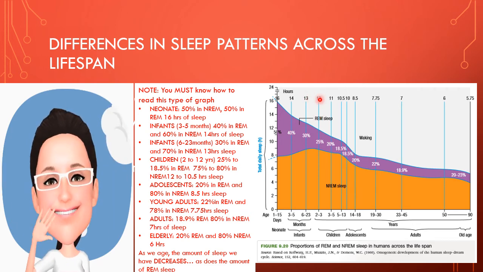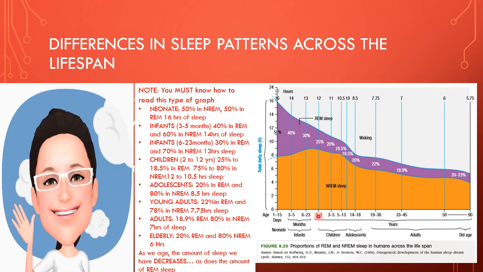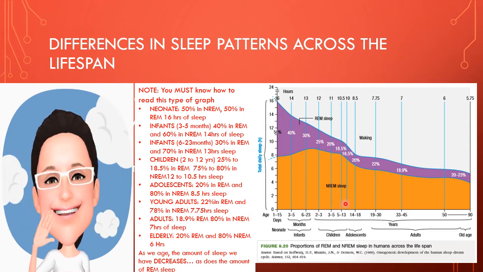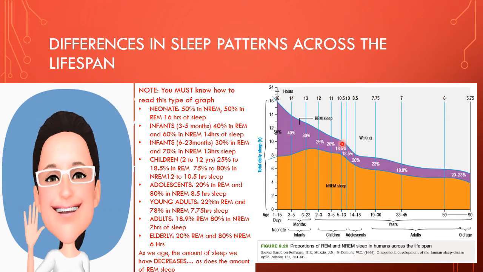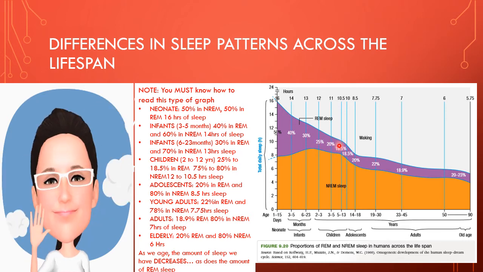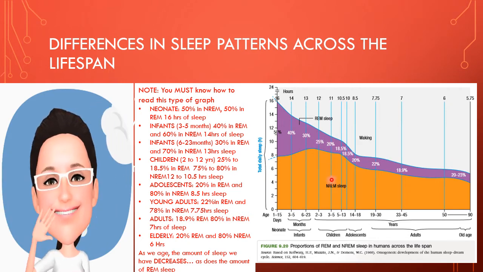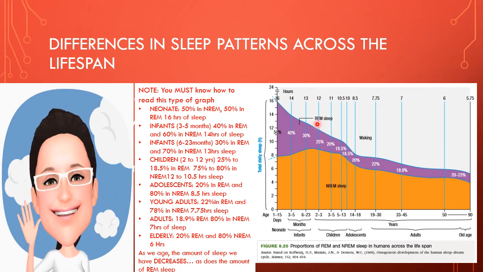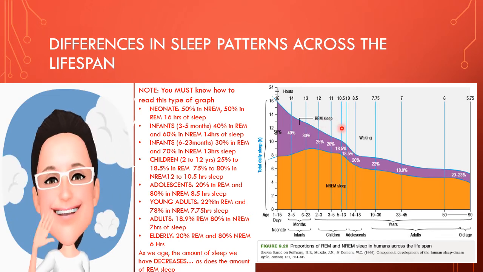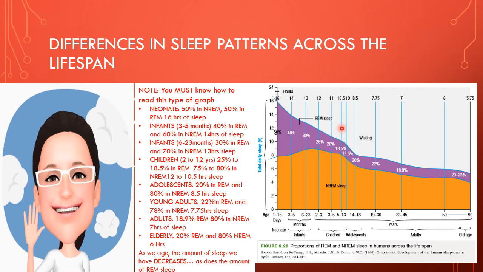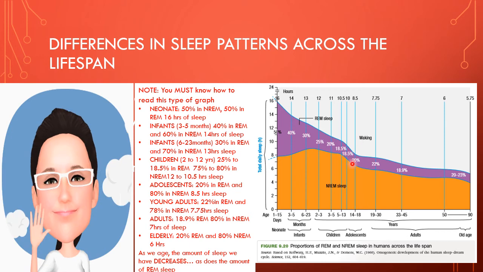Alright, so the next lot. This is your children, and I've sort of lumped them together. So 2 to 12 years, it's approximately 25 to 18.5% of your time in REM, and then we're looking at about 75 to 80% in NREM, and you get about 12 to 10.5 hours per night. In adolescence, which is where you guys are roughly at, you've got 20% in REM and 80% in NREM.